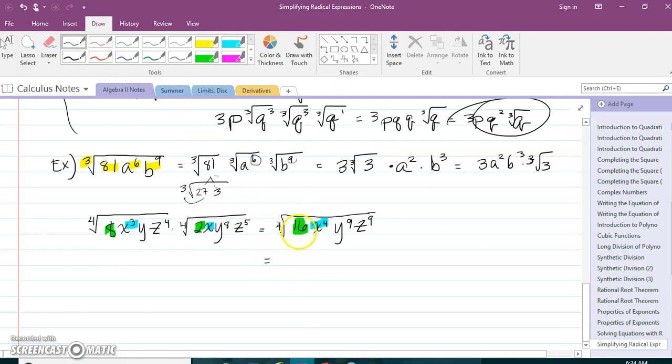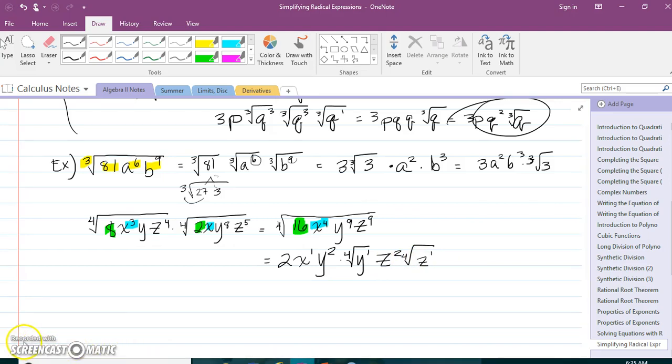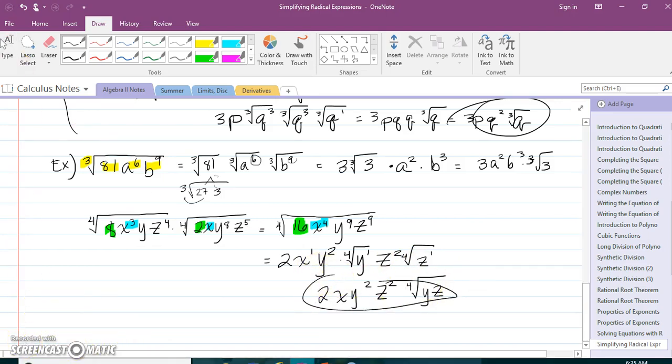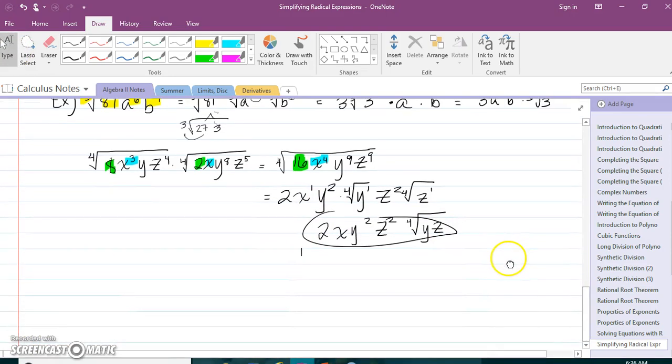So this is how I usually think of them. It's the quicker way. I do the 4th root of 16. Is that perfect? It is. It's just 2. The 4th root of x to the 4th. Well, 4 divided by 4 is 1. No remainder. 4th root of y to the 9th. 9 divided by 4 is 2 with 1 left over. And here again, 9 divided by 4 is 2. And then I have the 4th root of z to the 1st left over. So I'm going to combine it into one radical. So here's my final answer. I put everything in the front that was out of the radical, and I put all the radical stuff together.